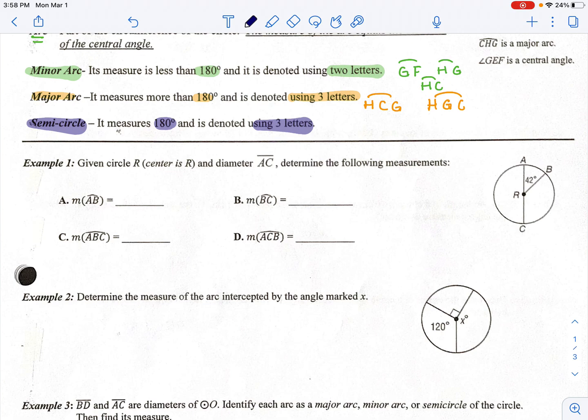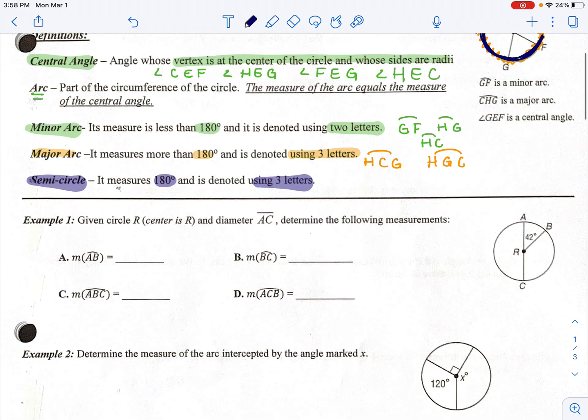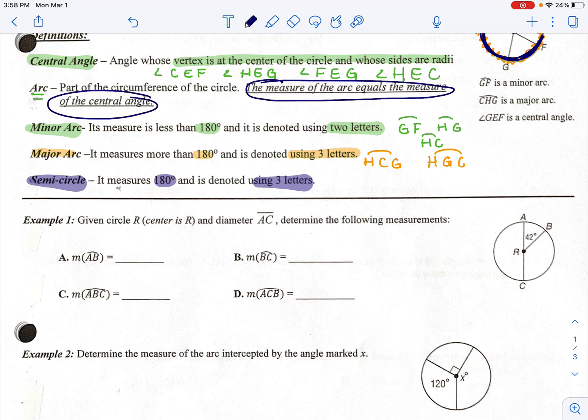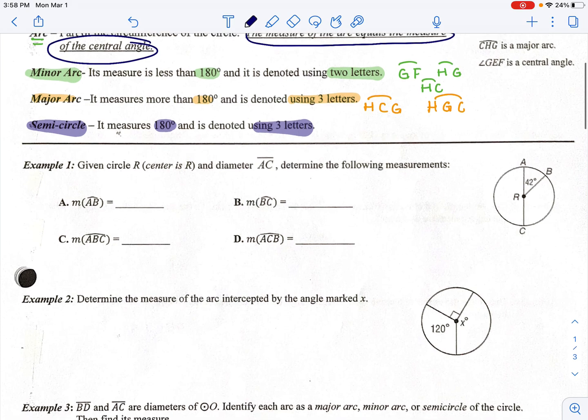So what we're going to do is use these skills to help us out here. Now remember, the measure of the arc equals the measure of the central angle. So they go hand in hand here. We have here 42 degrees. That's a central angle, so angle ARB is a central angle of 42, which means its arc, almost like a mouth here, arc AB, is going to be the exact same measurement of 42 degrees.